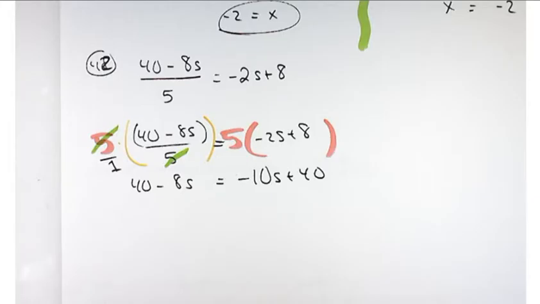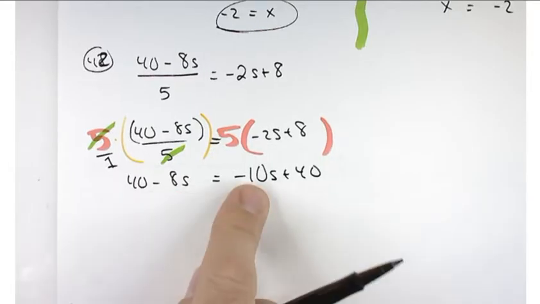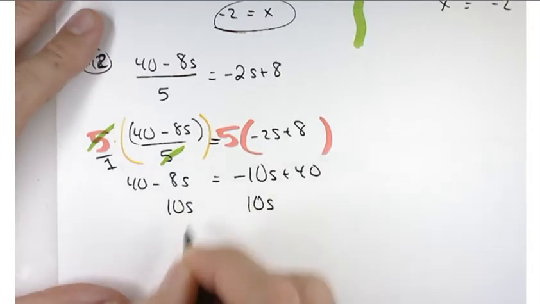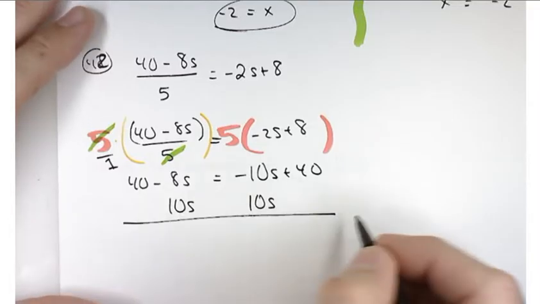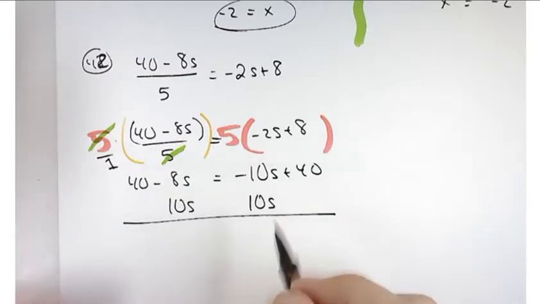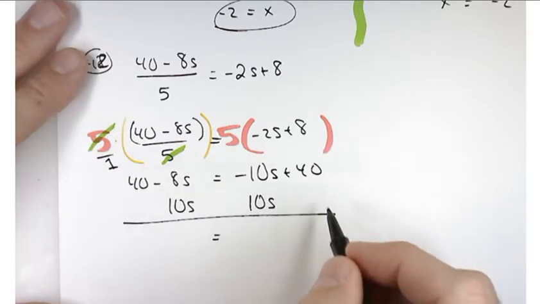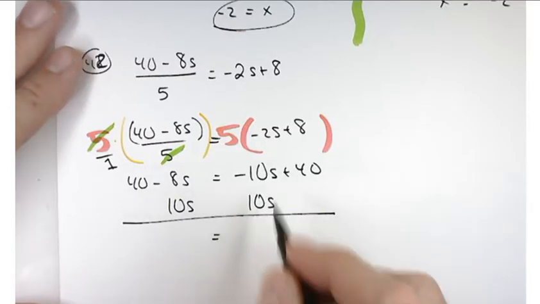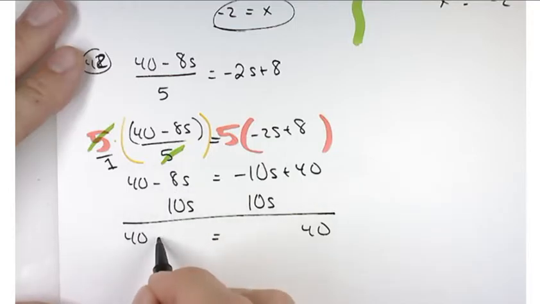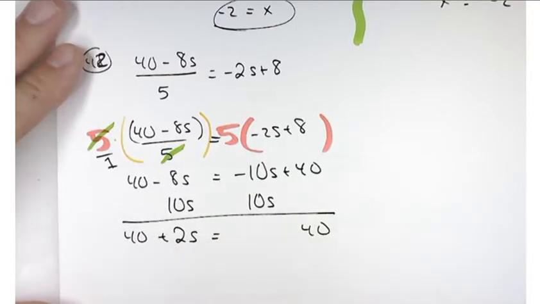Now here's a good question for you. Which side has a bigger coefficient, the left-hand side or the right-hand side? The left-hand side. Negative 8 is bigger than negative 10. So what I'll do is I'll add 10s to both sides. I should end up with a nice positive coefficient for my variable on the left-hand side. Okay, so on the right-hand side, that cancels. I'm left with 40, 40. What do I get here? Yep, thank you, ladies. 2s.